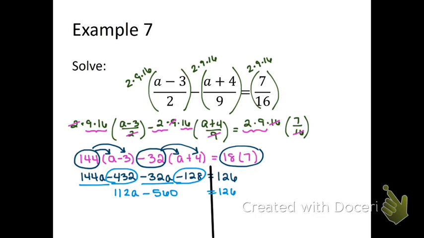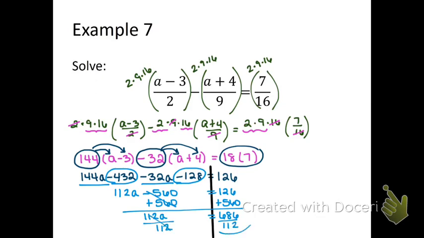I want to get that a by itself. It's connected to the 112, so let's get rid of the 560. It's negative 560, so we're going to add it. So let's bring down our 112a. Negative 560 plus 560 cancels, equals, when I add those two numbers together, I get 686. We're going to divide by that 112 to get a by itself.